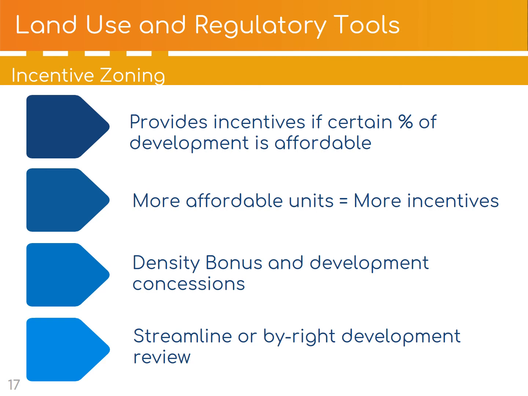Common incentives include the ability to construct more units than otherwise permitted in the zone, referred to as density bonus. Deviations from development standards, referred to as development concessions, and decreased development review time, referred to as streamline or by right. The Fullerton Municipal Code includes the minimum density bonus and development concession provisions consistent with state law, but it does not currently include any by right development options.